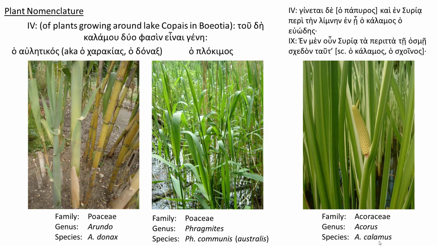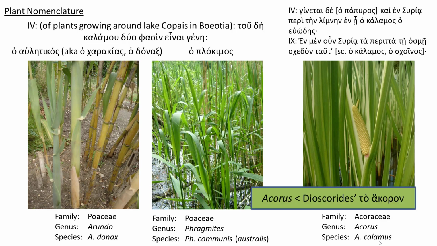a calamos elodes, the fragrant calamos. Ginetai ho papyros kai en Syria peri ten limnen en he ho calamos ho elodes. Papyrus also grows in Syria, around the lake in which the fragrant calamos grows. He lists this fragrant calamos again in Book 9 among the plants in Syria remarkable for their fragrance, ta periitta te osme. This plant is our sweet flag, scientific name Acorus calamus.